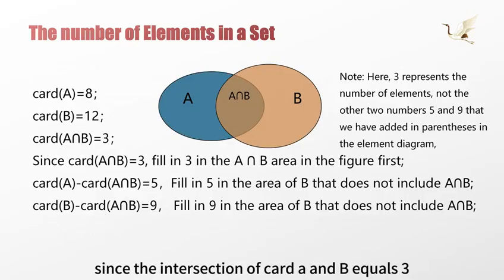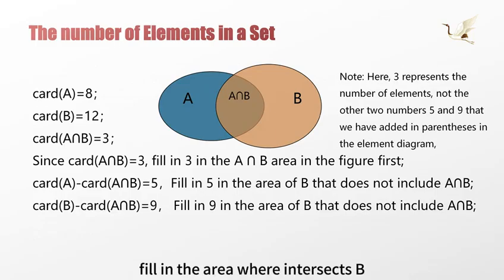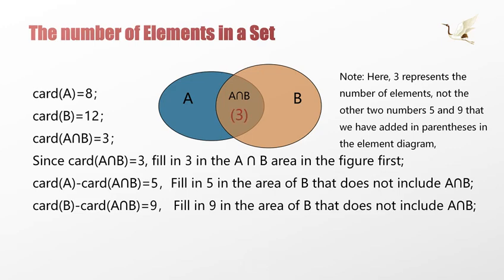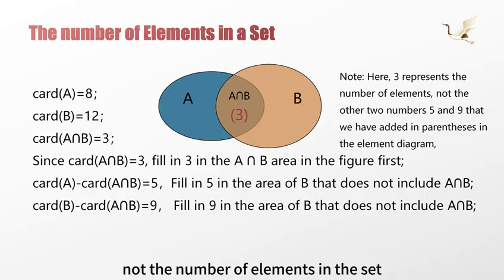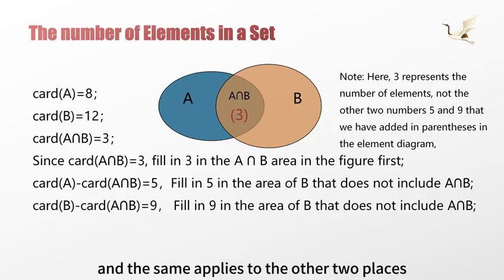Since the intersection of card A and B equals 3, fill in the area where A intersects B in the diagram with 3 first. Note that 3 here represents the number of elements, not the set itself. We have added parentheses in the picture, and the same applies to the other 2 places.